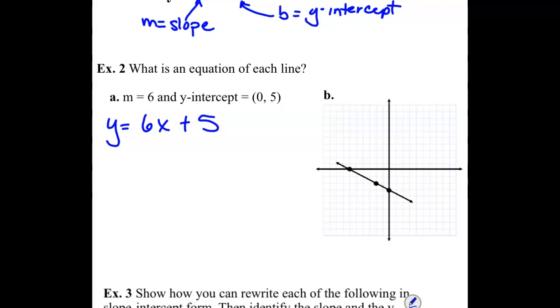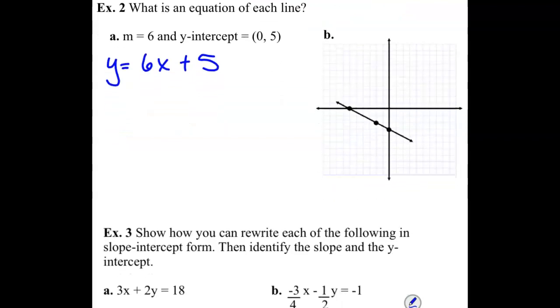Okay. For the second one, I didn't give you that information, but I gave you a graph. Can we figure out the same information from our graph? So let's look right here. This is where I'm crossing the y-axis. What's the value? y would be -3. Okay, so in this case, my y-intercept or my b value is -3.